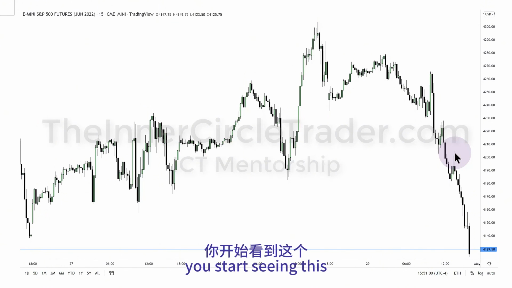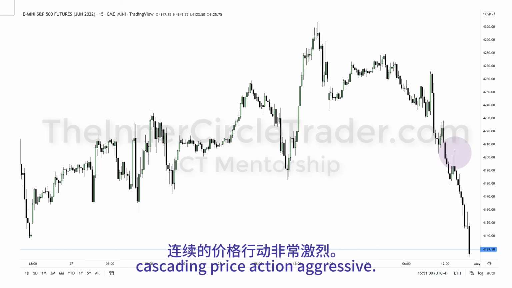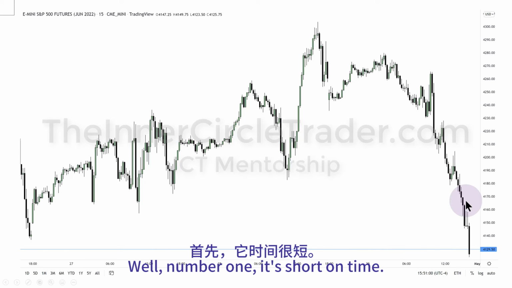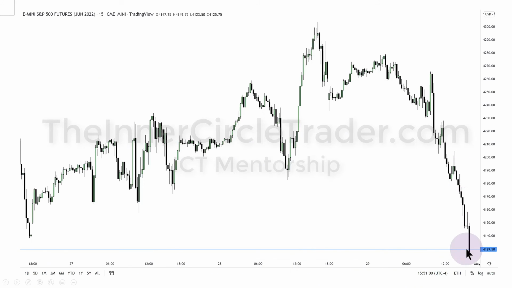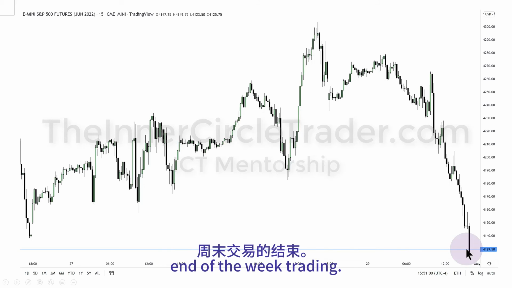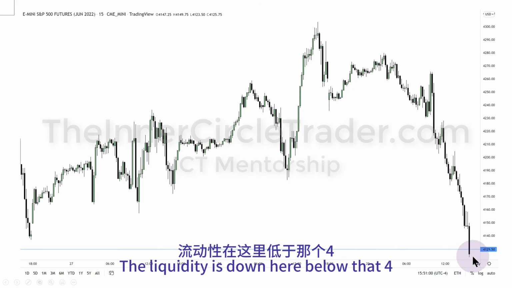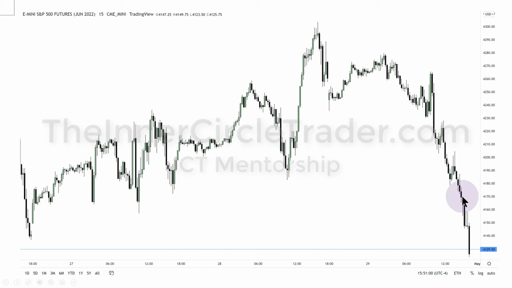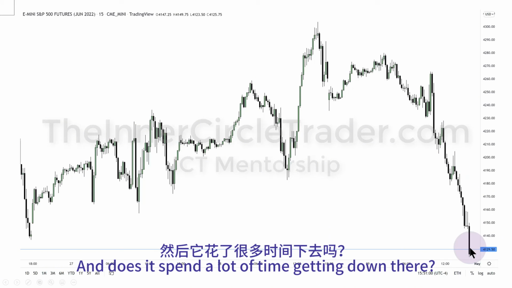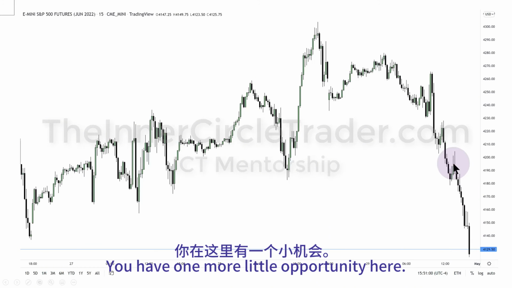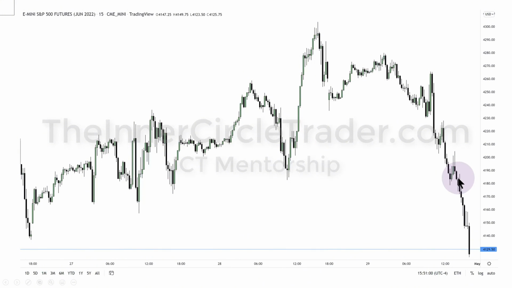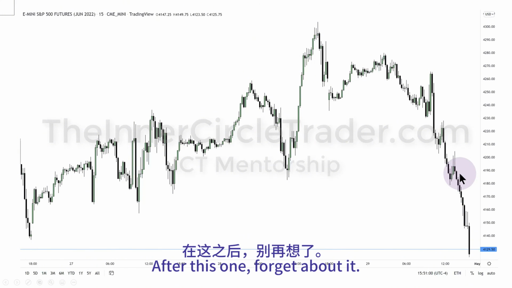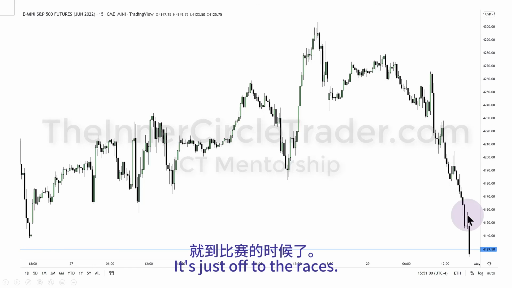And then all of a sudden, you start seeing this cascading price action aggressive. What's it running for? Well, number one, it's short on time. It's got to get down here for the end of the week trading. The liquidity's down here below that, 4129.5. And does it spend a lot of time getting down there? No. You have one more little opportunity here. Fair value gap, trades up into it. After this one, forget about it. It's just off to the races.